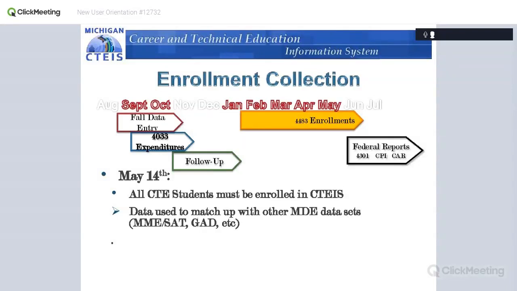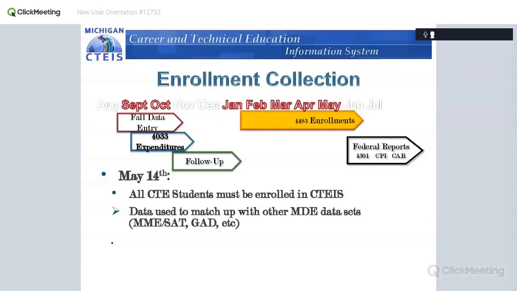So we need a list of all the students that are in CTE early on. We don't need to know what they're enrolled in. We don't need to know the programs they're in. We don't need to know what their grades are. We don't need to know any of that. We just need to know that they are CTE students for that year. So that's an important deadline on the 14th.